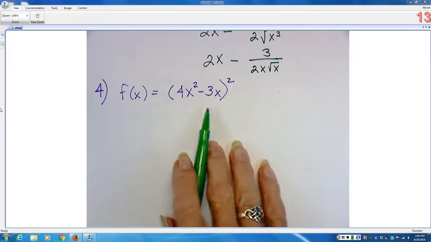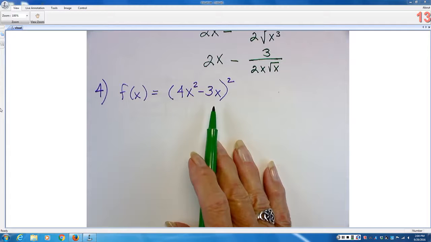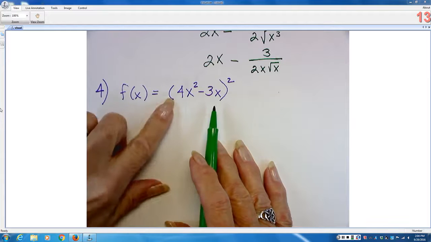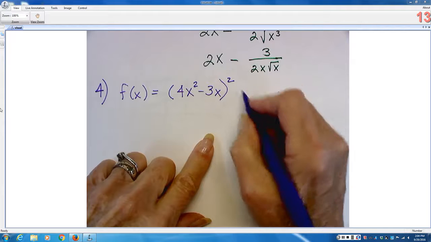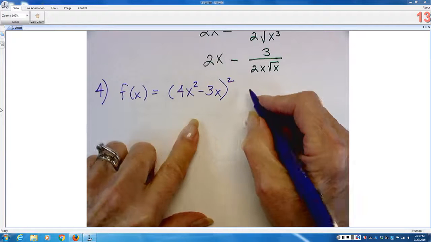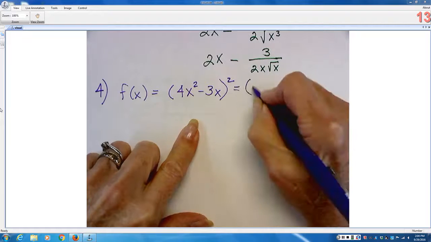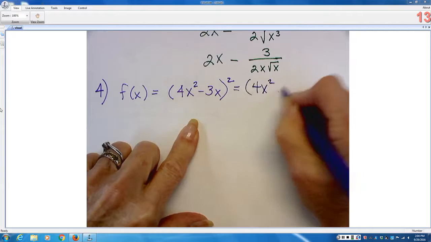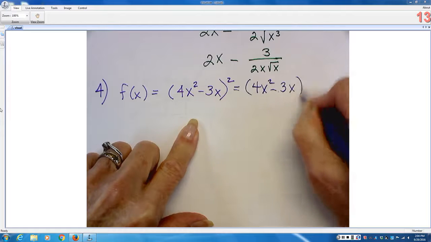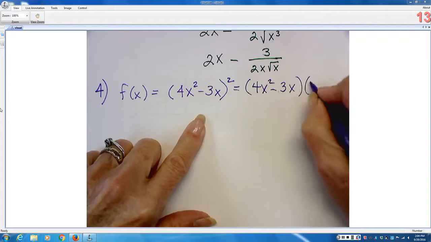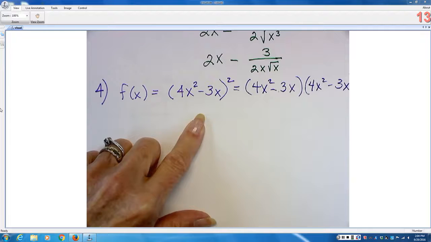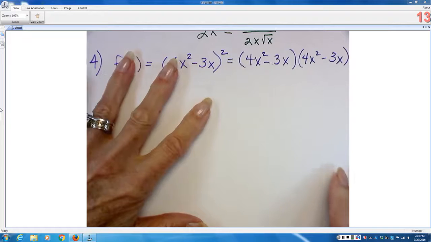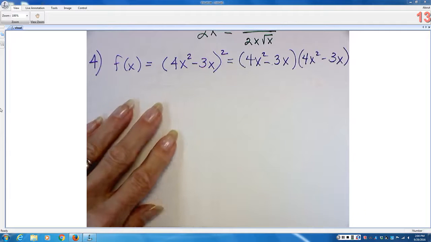This one, you look at it and you think, there's no way I can do that. I don't have anything that had parentheses in it. But what does this actually mean? That's right. It actually means take what's in the parentheses and multiply it by itself. So if you've forgotten how to multiply your polynomials, you might have to review a little bit.